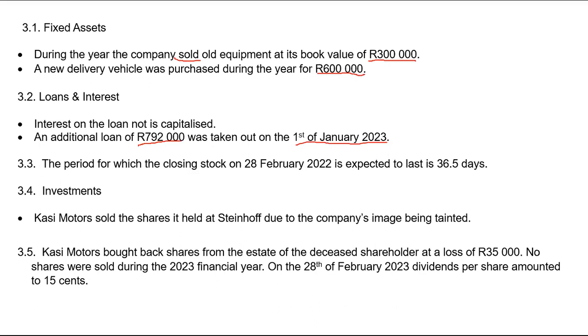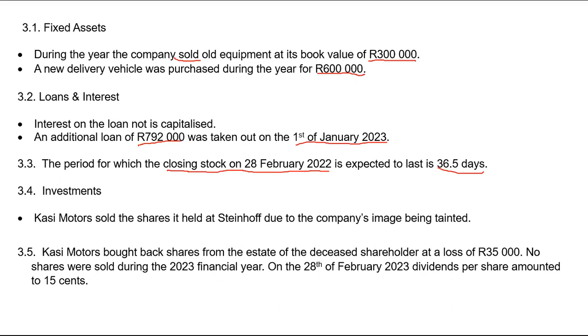Now, 3.3 says the period for which the closing stock is expected to last. So this relates to closing stock on the 28th of February. They didn't say stock, they just said closing stock only. If they just said stock, we're going to find the average. But here we won't find the average because they said the period for which the closing stock, only the closing stock, is expected to last is 36.5 days. So this is the stock holding period.